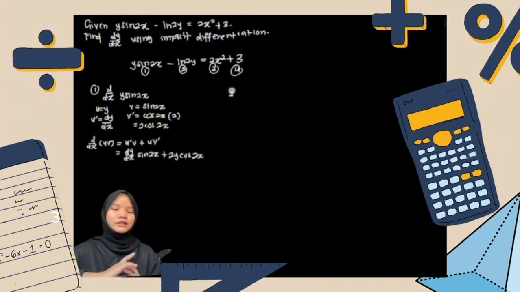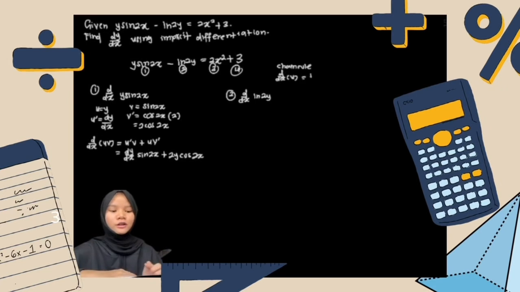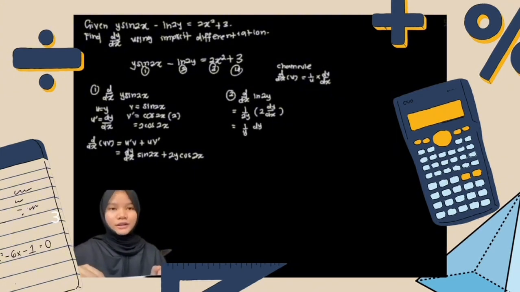Next, we move on to the second term, which is ln 2y. For this part, we need to use chain rule, which is d over dx of ln u is 1 over u times du over dx. So, d over dx ln 2y is equal to 1 over 2y times d over dx 2y. The derivative of 2y is 2 times dy over dx. Therefore, the derivative for the second term is 1 over 2y times 2 times dy over dx. Lastly, we need to simplify it by simply writing 1 over y dy over dx.